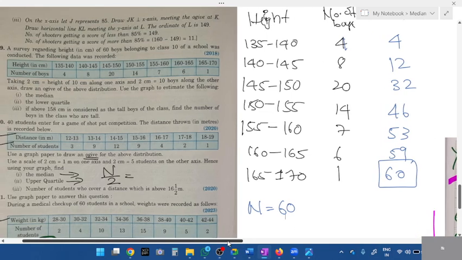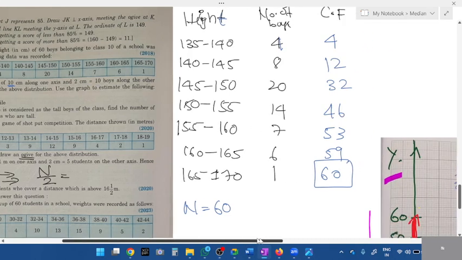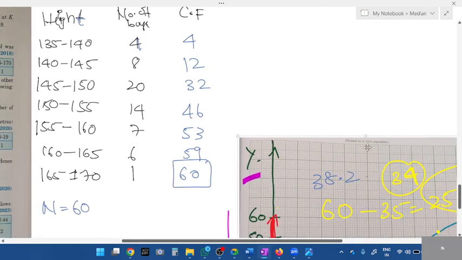Is any value given here for the x-axis? What have they told? Taking 2 centimeters height. Where is the height, x-axis or y-axis? X-axis. Each box, how many centimeters? 10 centimeters. That is 135, 140. Actually, that is not required. Then along the other axis, 2 centimeters is 10. Draw an ogive graph. Let us start plotting the ogive.